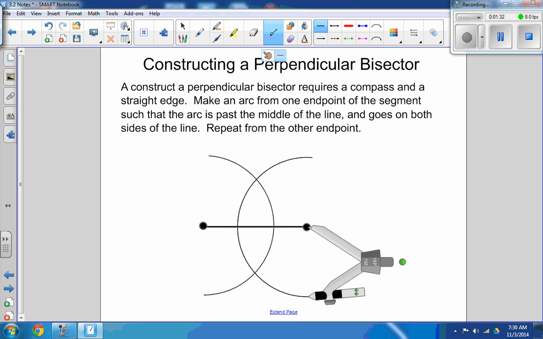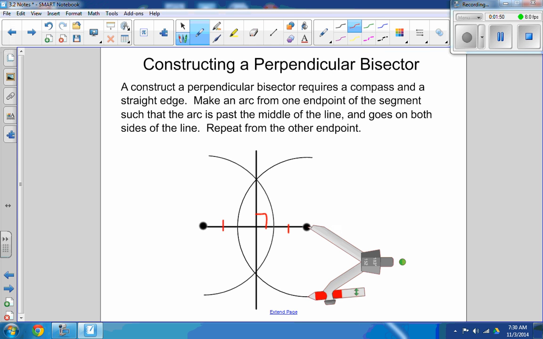You notice my two arcs intersect at 2 points. So what I'm going to do is connect them with a line. And that line is my perpendicular bisector. So it intersects at 90 degrees and cuts the first line into two congruent segments.